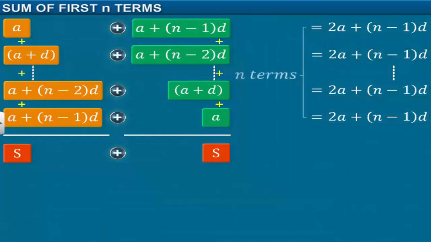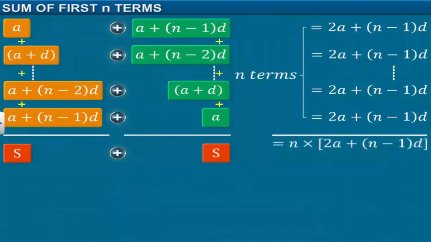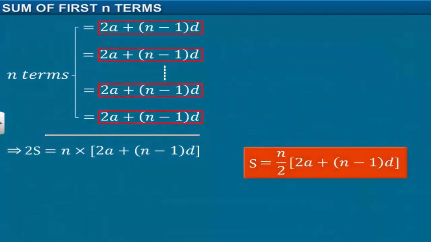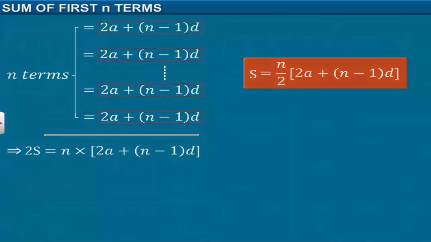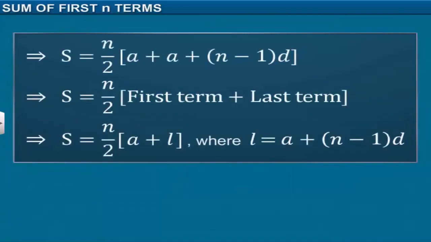As we are adding the two APs, the sum of n terms will be doubled, that is, it becomes 2s. So to get s, that is the sum of n terms of an AP, you have to divide the equation by 2. Thus, you get the formula for s. S equals n divided by 2 multiplied by 2a plus n minus 1 multiplied by d. This expression can be arranged as follows: a plus n minus 1 multiplied by d. This implies that s is equal to n divided by 2 multiplied by the first term plus last term.